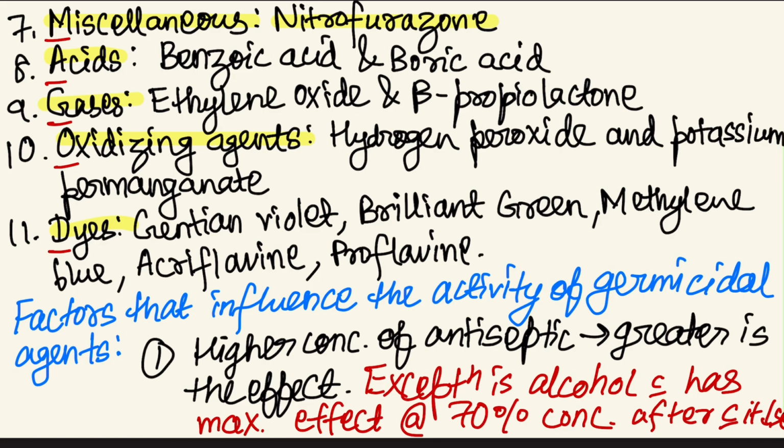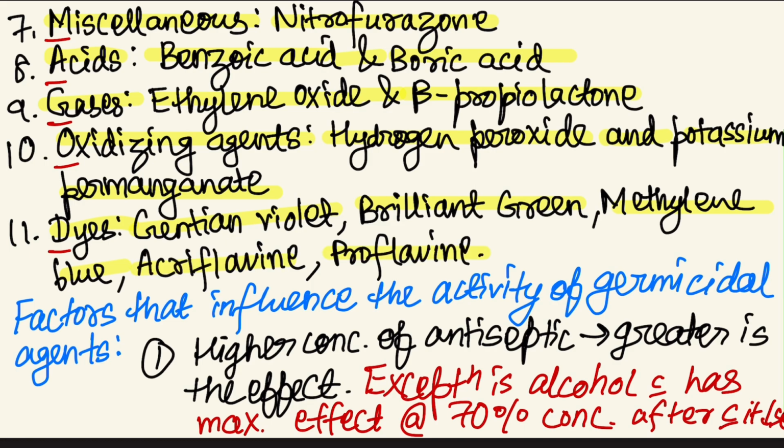Then we have acids like benzoic acid and boric acid. Then we have gases like ethylene oxide and beta propiolactone, and also formaldehyde can be given in the form of gas. Then we have oxidizing agents like hydrogen peroxide and potassium permanganate, and different dyes which can be used include gentian violet, brilliant green, methylene blue, acriflavine, and proflavine.